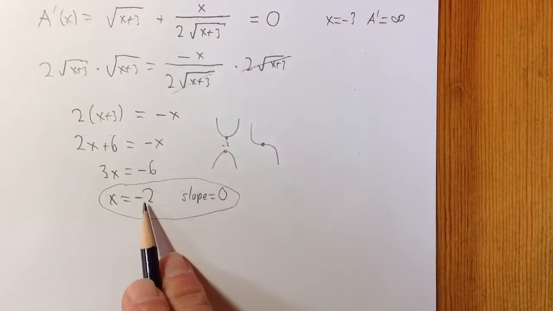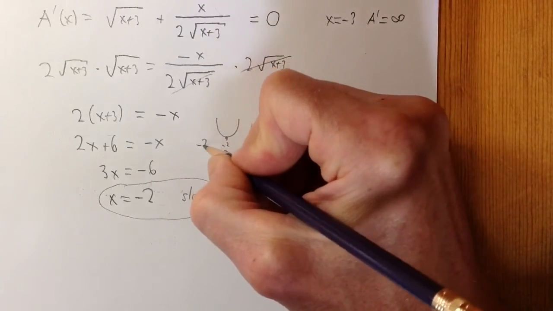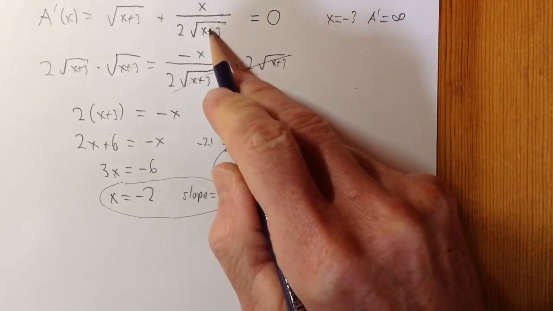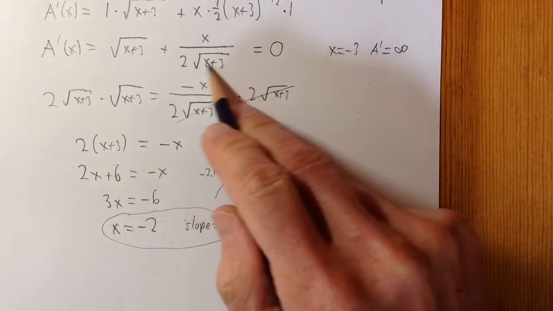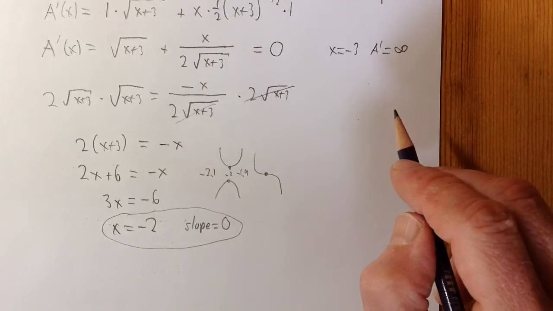So we can take, say, -2.1 and -1.9, on either side of -2. We can plug those back into our formula for the derivative, and get an answer to see whether it's positive or negative on either side.